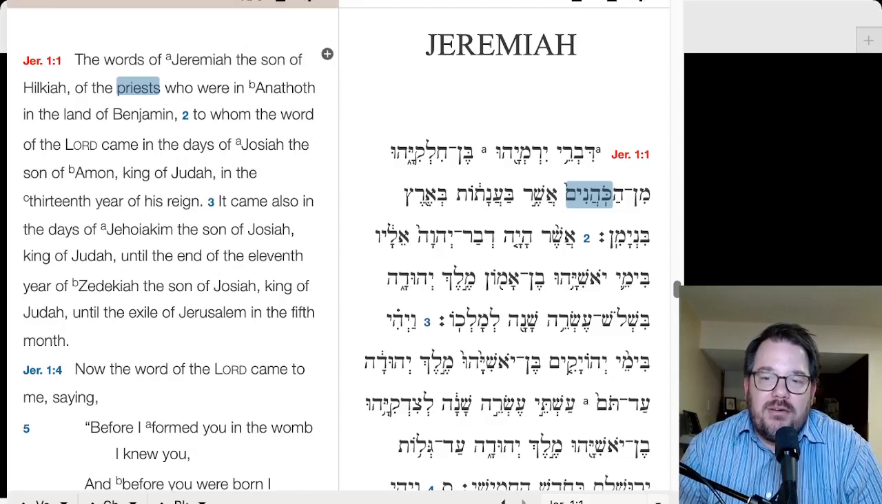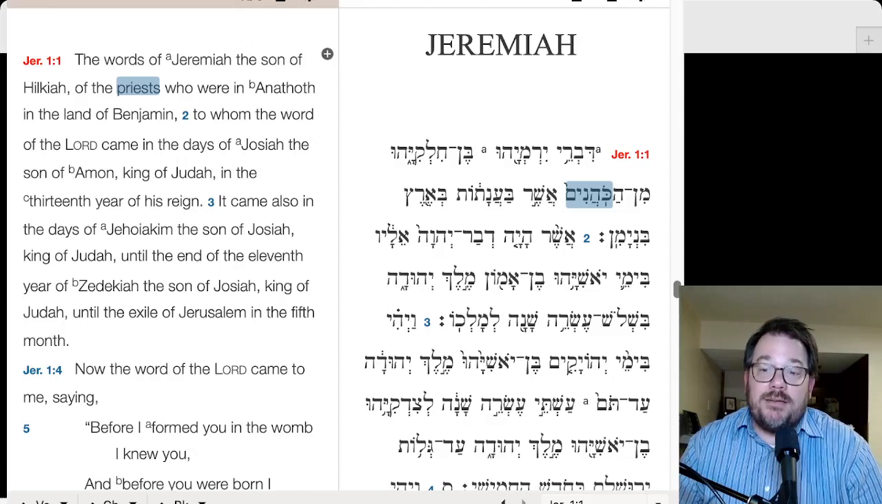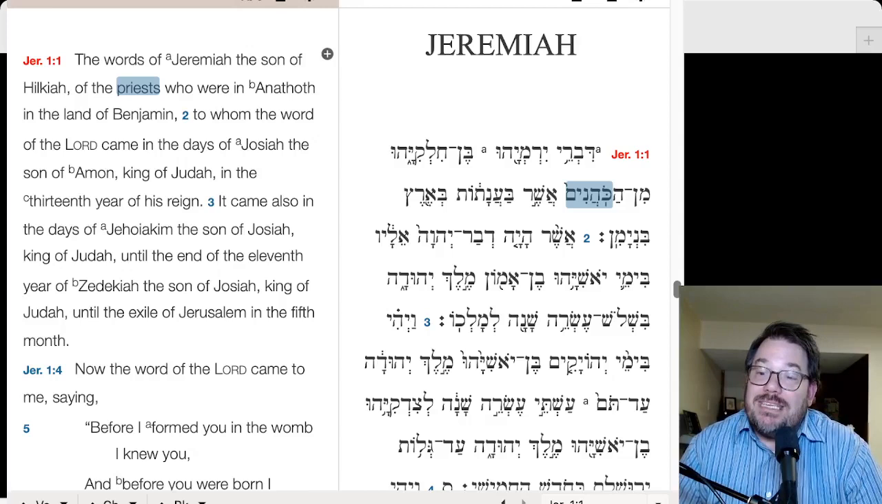This is very close to Jerusalem. Jeremiah did not grow up within Jerusalem, but he probably could see the walls of Jerusalem from his hometown. It was that close. Probably just on the north, just a little bit to the east of where Jerusalem was. Now, information like that you can easily find by looking in a Bible dictionary.